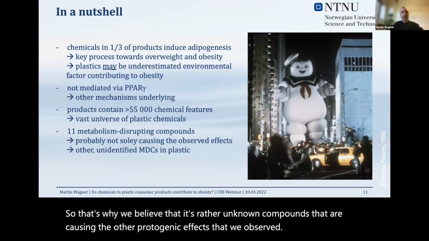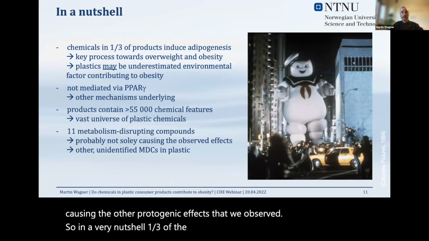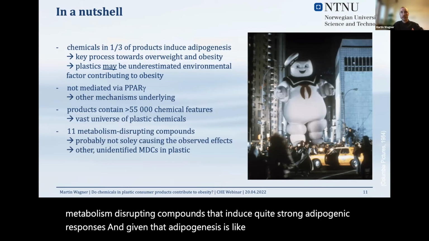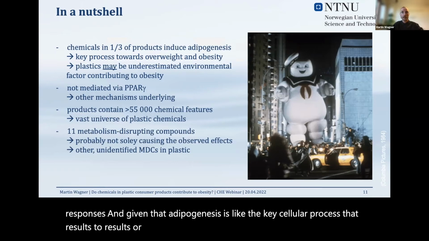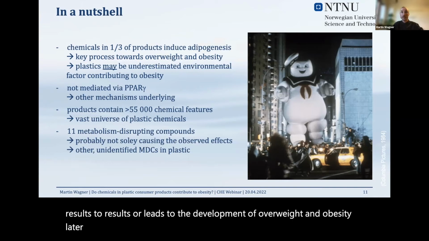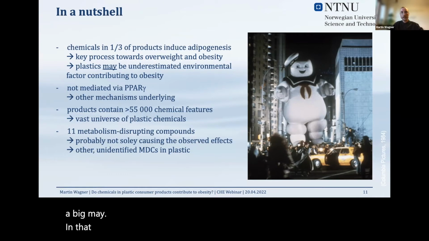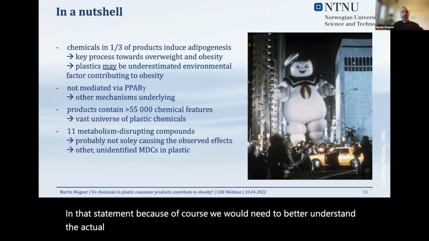So in a nutshell, 1/3 of the products that we looked at contain metabolism-disrupting compounds that induce quite strong adipogenic responses. And given that adipogenesis is the key cellular process that leads to the development of overweight and obesity later in life, we believe that plastics may be an underestimated environmental factor that contributes to the obesity pandemic. And there's a big "may" in that statement, because of course we would need to better understand the actual human exposure to all these plastic chemicals.